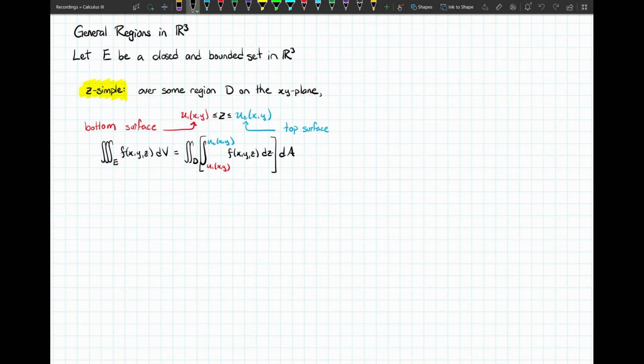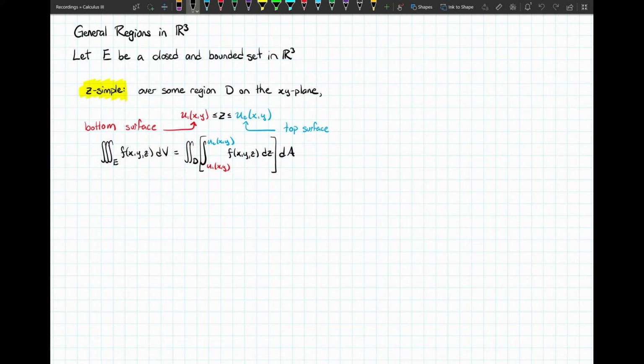We're going to turn this triple integral over a region in R3 called E into a double integral over some region in R2 called D. And our first iteration is with respect to z, and z ranges from u1 to u2 as functions of x and y. But that still leaves us with a double integral over the region D, dA. Now we have to go back to our methods for double integrals and figure out whether that region on the xy plane is y simple or x simple.